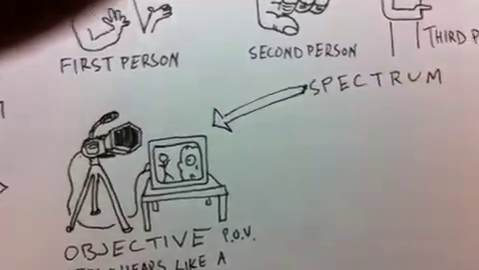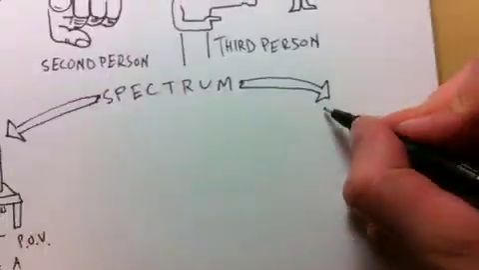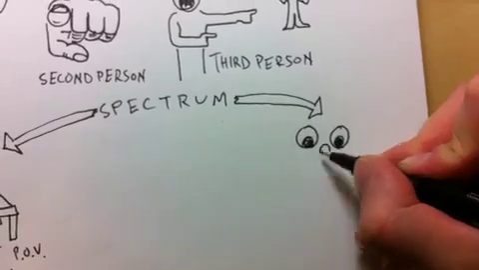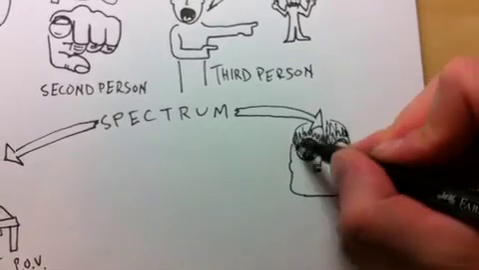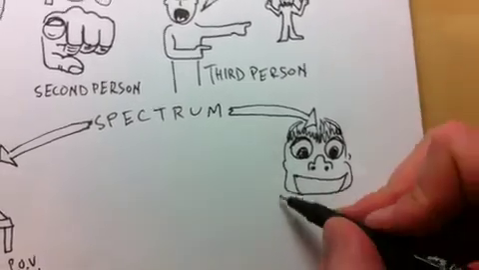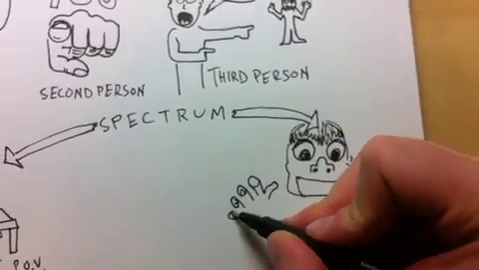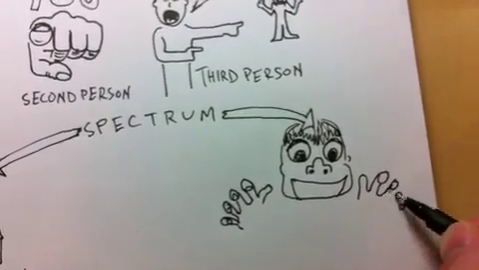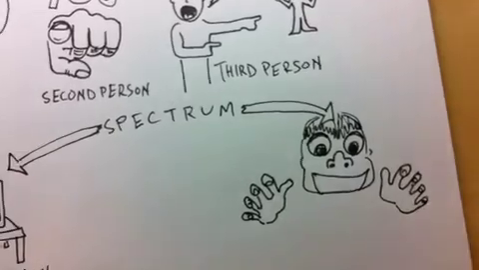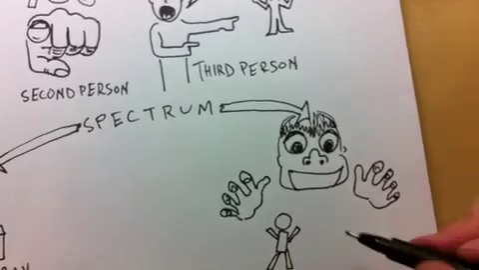This can be placed at one end of a spectrum, where at the other end we have not a narrator like a camera, but more like some kind of God looking down at the whole world of the story. This kind of narrator knows everything and can tell the reader whatever they want. This is called an omniscient point of view.